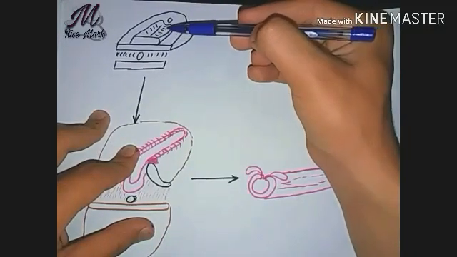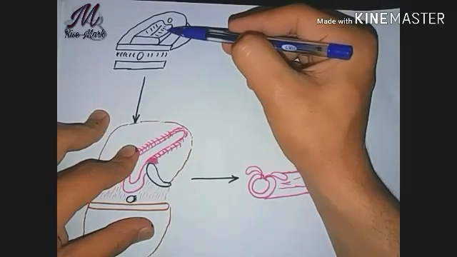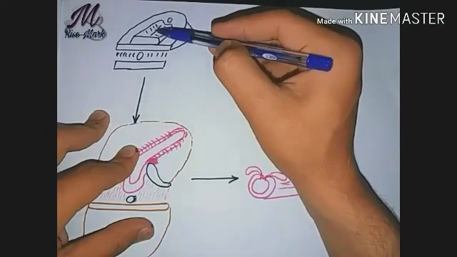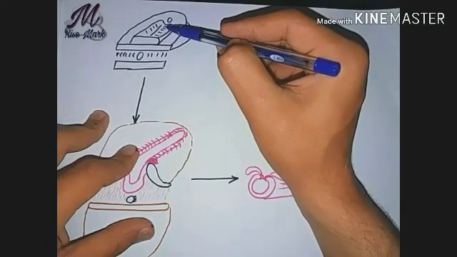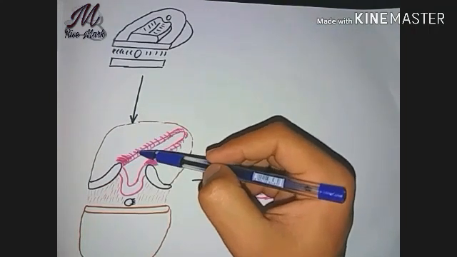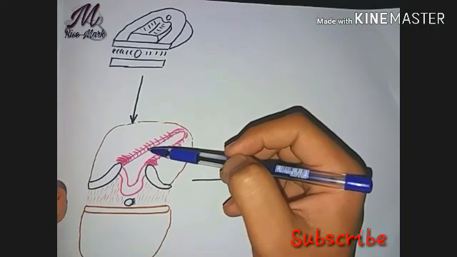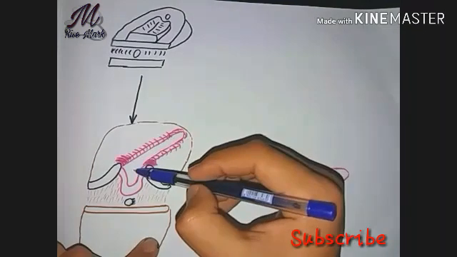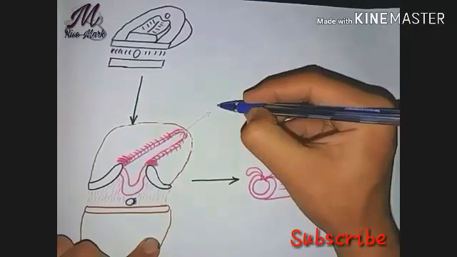Now after that, in the neural plate, some cells go downward in the center, and it will make a groove-like structure which is known as the neural groove. You can see very clearly that some cells will go downward, invaginate downward, and it will make a groove, and this is known as the neural groove.